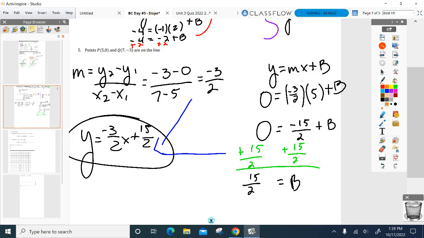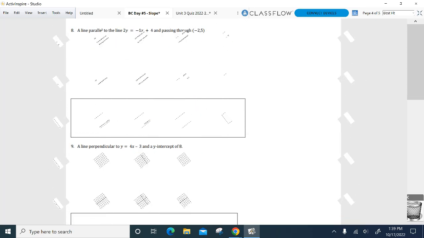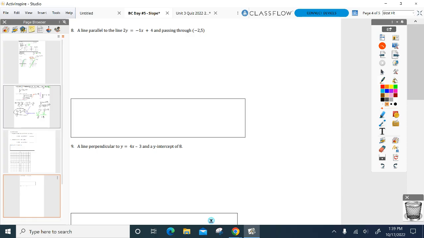So why am I doing all this Algebra 1 stuff? How does it tie into the name of this unit? What's the name of the unit? The unit, not the course, the unit. Parallel and Perpendicular. Right, so how does this tie into that? Here's what the next 2 questions are all about. Parallel lines.